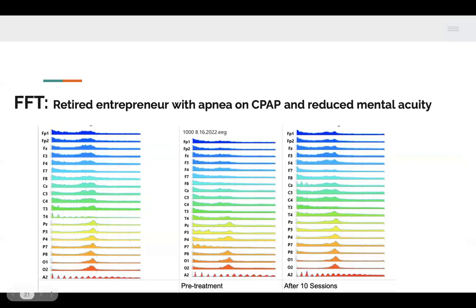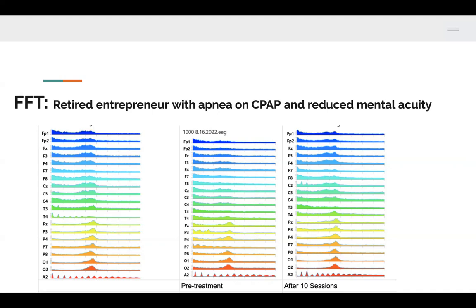Let me go to the next person here. He was a senior engineer at one of these tech companies here. I guess entrepreneur is not correct, but he has apnea, he's on CPAP, and he's like an engineer. He wants to do everything one thing at a time. So the first brain map on the left was his baseline.